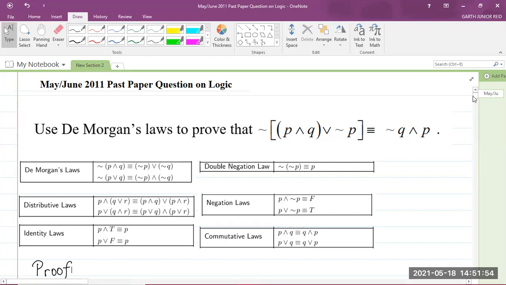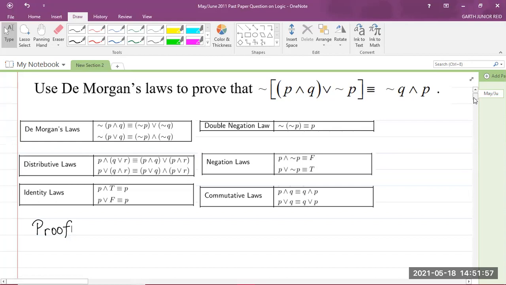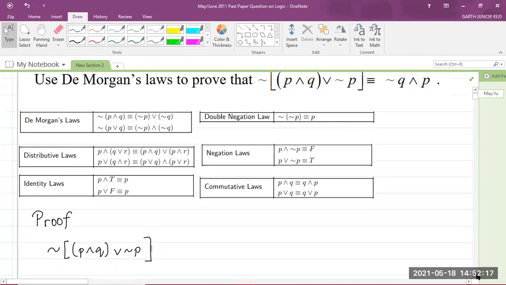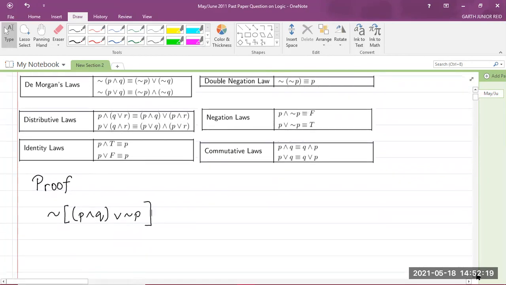Okay, let's get into the proof. We were asked to prove the negation of (P and Q), or the negation of P, is equivalent to not Q and P. That's what we're trying to prove. Let me just scroll down a bit. We need to use De Morgan's laws first, so let's look at them here.